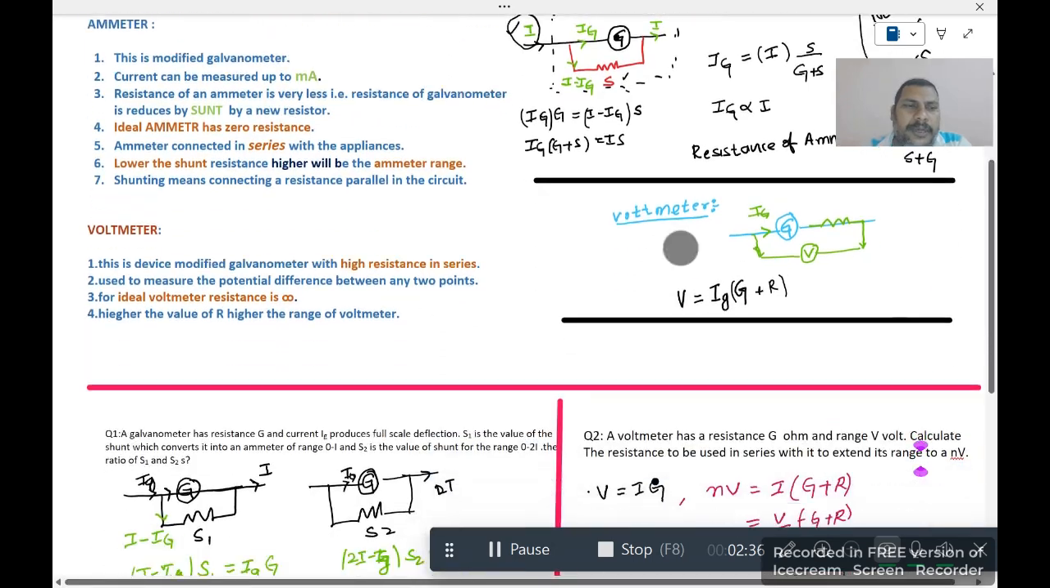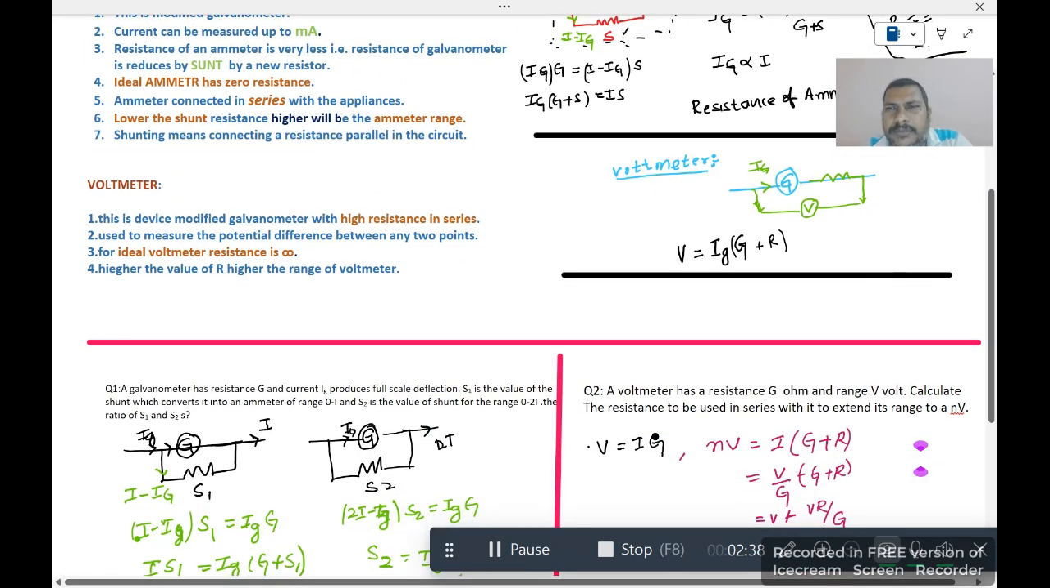So coming to the voltmeter, the voltmeter is also a modified galvanometer, which is used to measure the voltage. And one point I forgot to tell: the ammeter is connected in series to measure the current in the circuit. That means its resistance should not affect the circuit, because we are connecting the ammeter in series to measure the current in the appliances. So the total effective resistance should not vary by adding this ammeter in series. That's why the ideal ammeter has zero resistance. Remember, this point is very important.